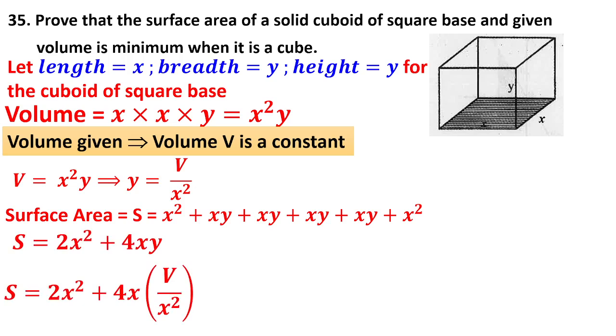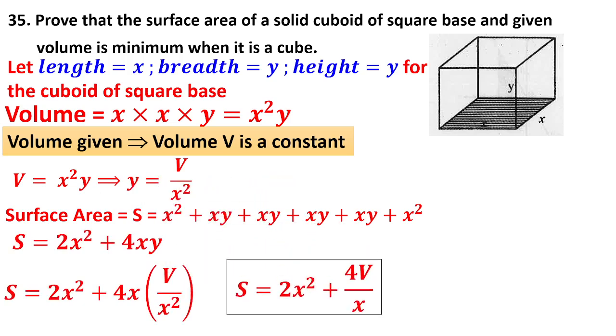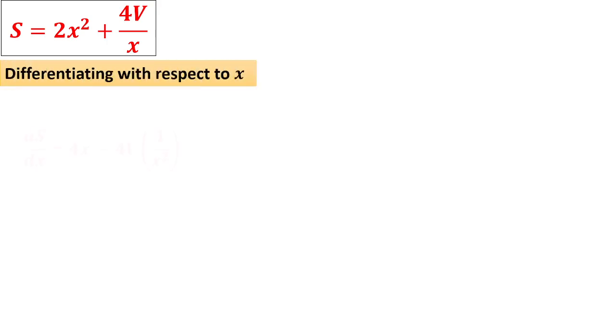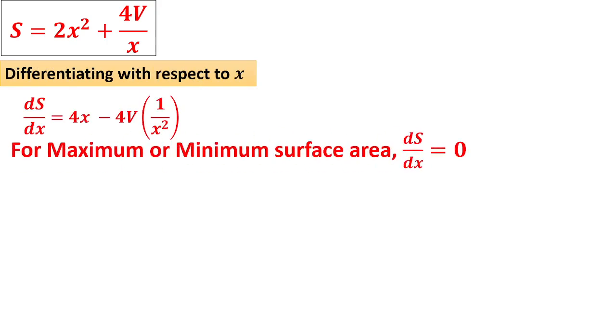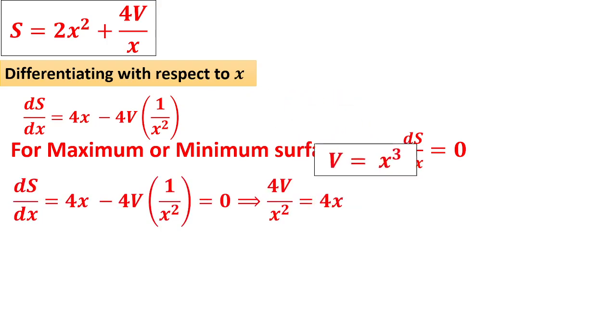Therefore, S is 2x square plus 4x into V by x square, by substituting y is equal to V by x square. This is the format of S. S is 2x square plus 4V by x. Differentiate it: 4x minus 4V into 1 by x square. For maximum or minimum surface area, dS by dx is equal to 0. I am equating. I am getting V is equal to x cube.